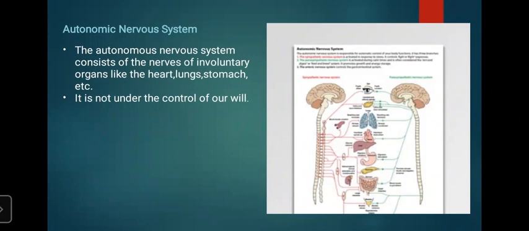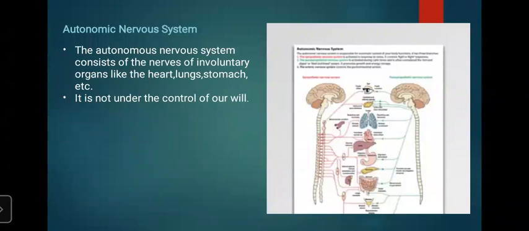So these are involuntary organs: heart, lungs, stomach, right? Then pancreas, liver, then intestine. All these are lungs, right? All these are kidneys. These are the involuntary organs. It is not under the control of our will. We cannot control these things because they are continuously working over there.